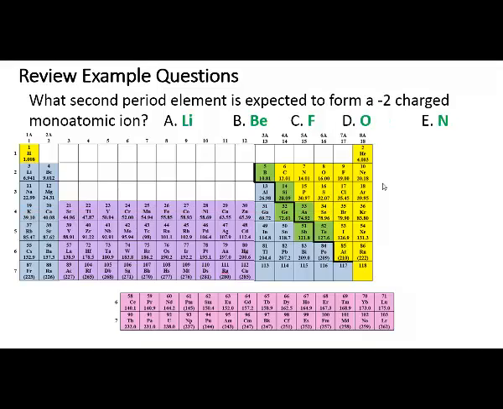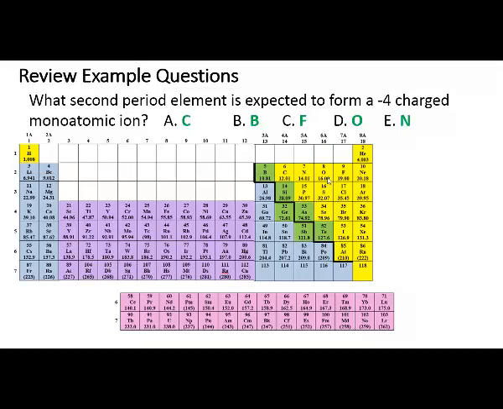Now, if I want to look at the second period element that's expected to form a -2 charged monoatomic ion, following the same reasoning, it's probably going to be a nonmetal if it's going to be stable. If it's a -2 charged monoatomic ion, it should be 2 away from the noble gases. So remember, my halogens were -1, so if it's 2 away, it's going to be something like oxygen, sulfur, or selenium. So I have to look at the second period, the second row. That starts at lithium. So oxygen is the one that's going to fit the bill here. It tends to form a -2 charged monoatomic ion, and so that's the correct answer.